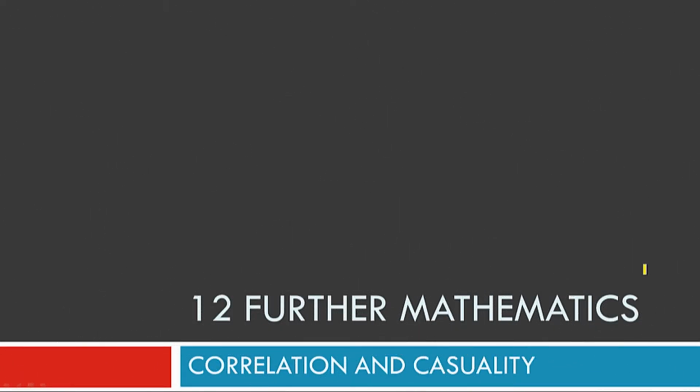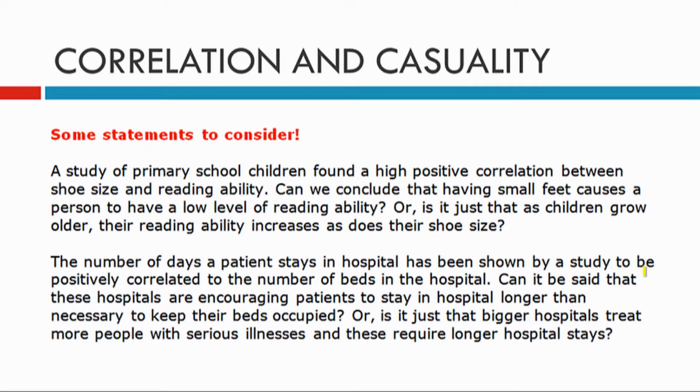Okay, today we're going to be talking about correlation and causality. So, some statements to consider. A study of primary school children found a high positive correlation between shoe size and reading ability. Can we conclude that having small feet causes a person to have a low level of reading ability? Or is it just that as children grow older, their reading ability increases, as does their shoe size?